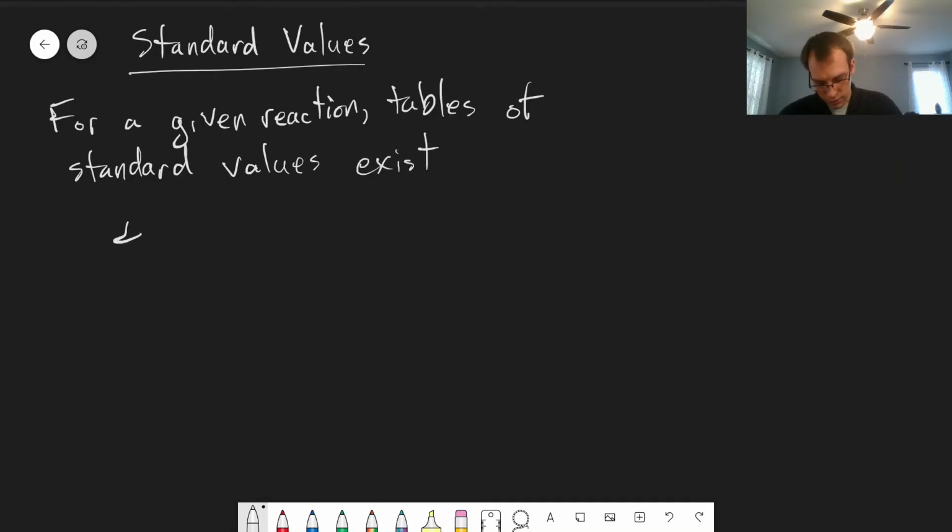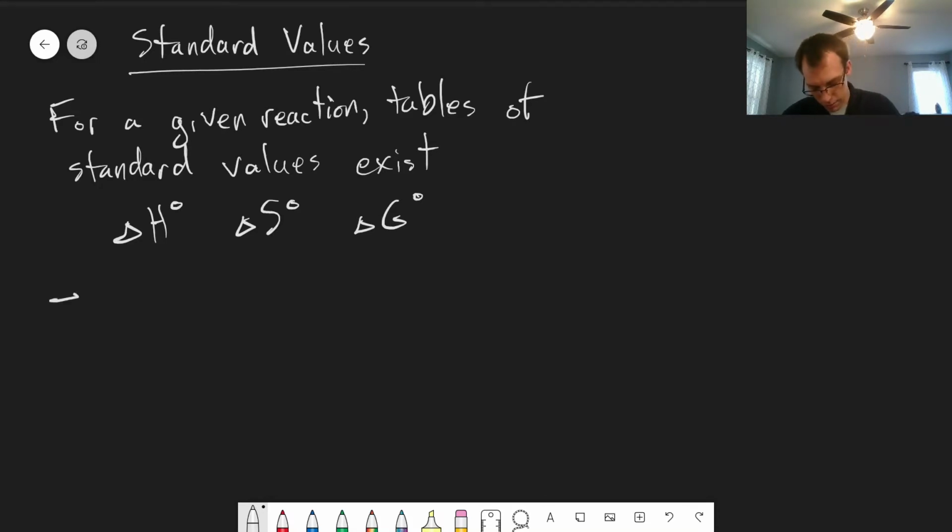First of all, just notation. Delta H, we put a little degree sign next to it. Delta S, and we say it "naught." So delta H naught, delta S naught, delta G naught. These are the standard enthalpy, entropy, and Gibbs free energy for a reaction.